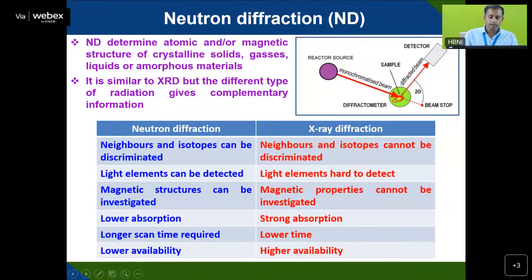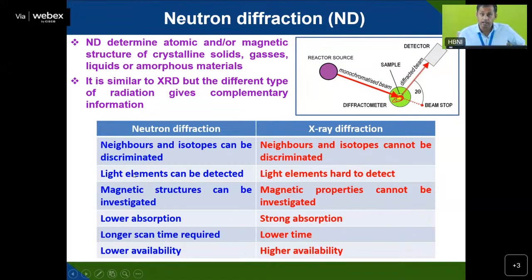For example, neighboring elements and isotopes can be discriminated and identified here, whereas neighboring elements and isotopes can't be discriminated using an X-ray diffraction pattern. Also, light elements like hydrogen and deuterium can be detected here, but they are hard to detect in the case of X-rays.